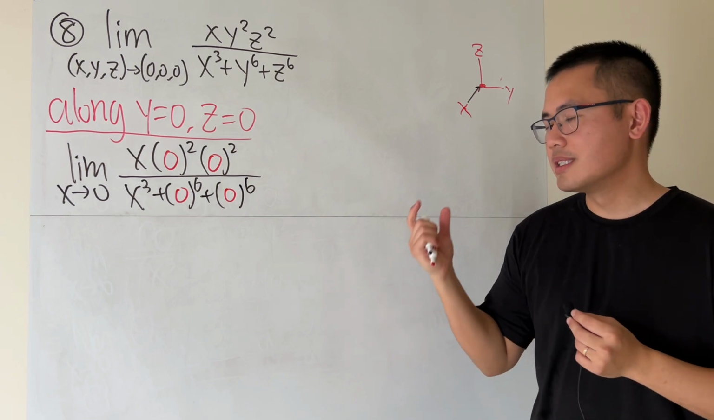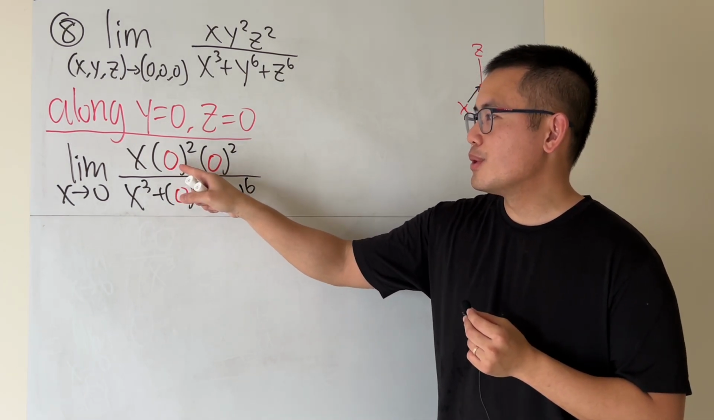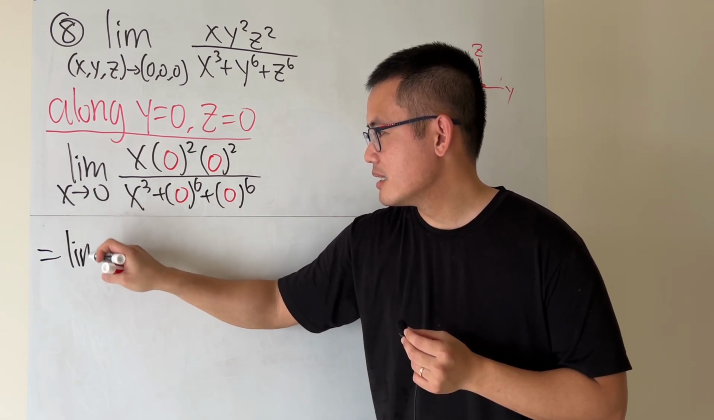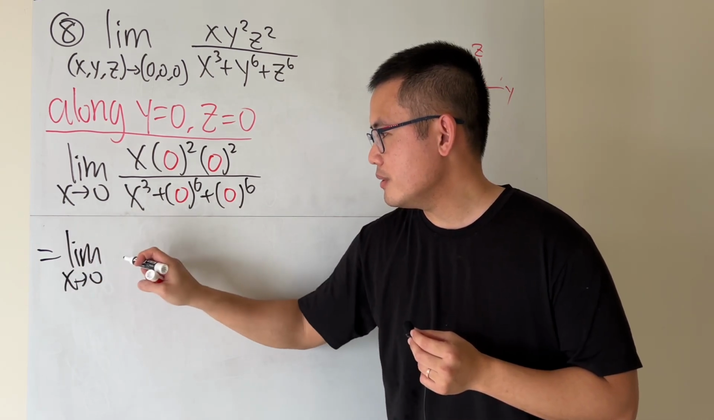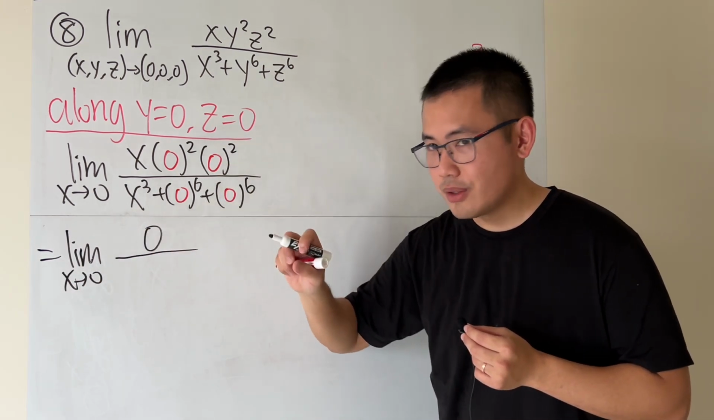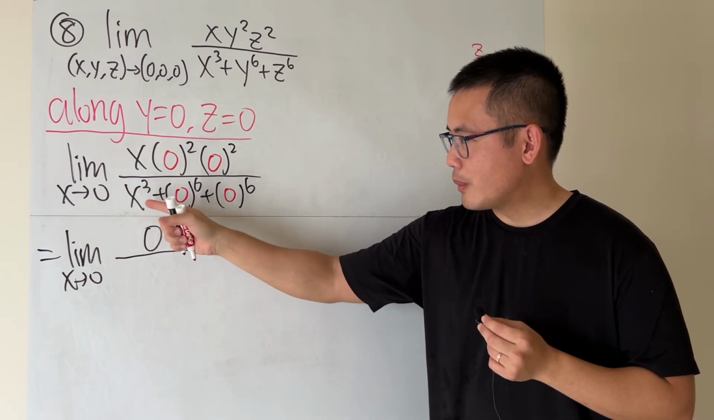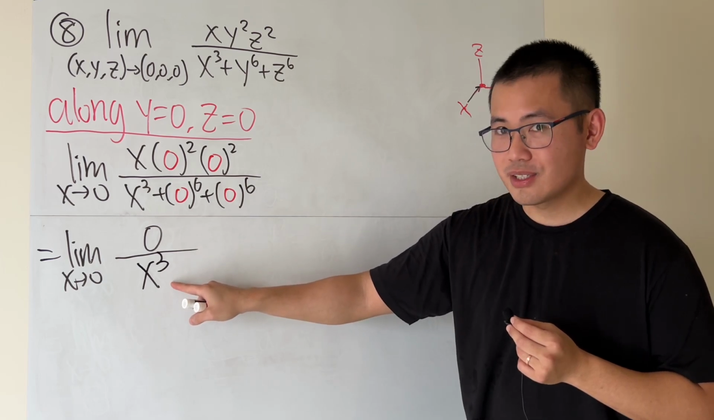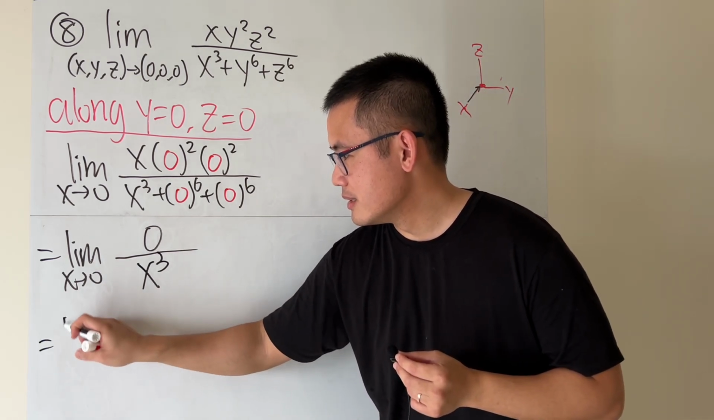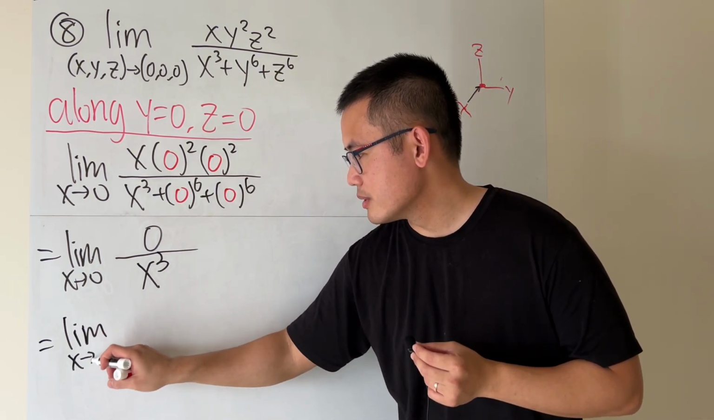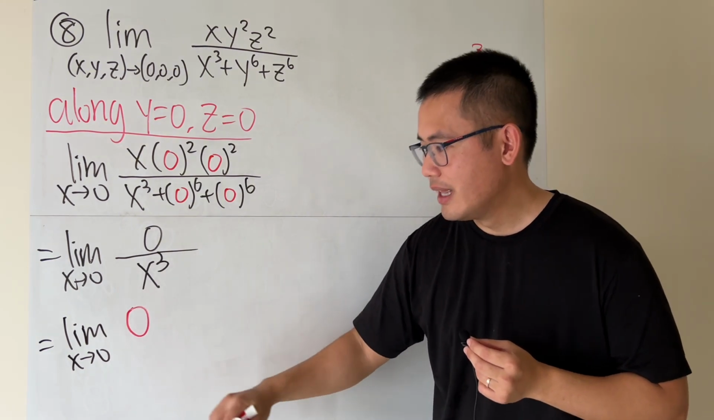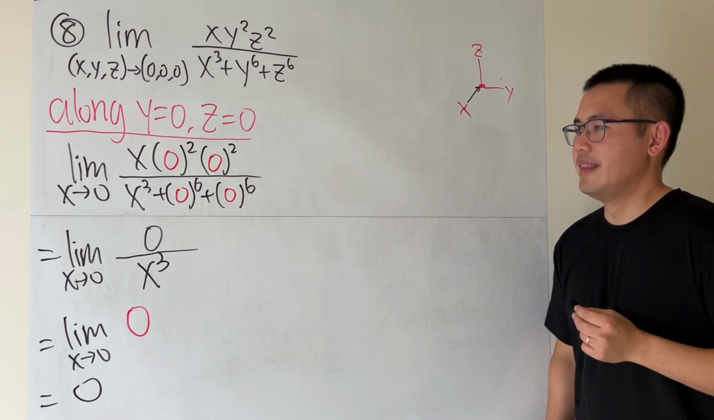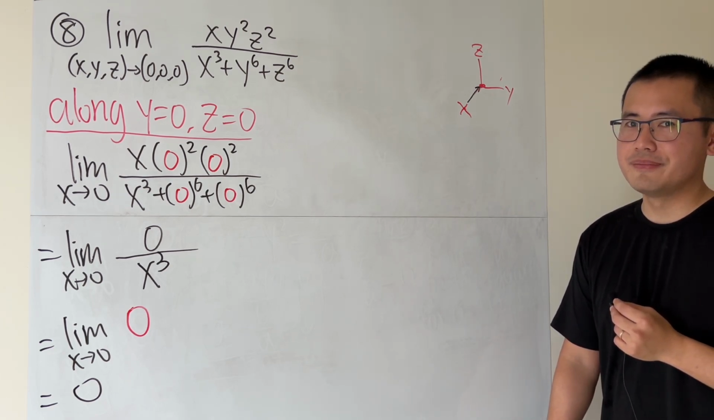And remember, work this inside out. 0 times the top is just all 0, right? So this is just the limit as x approaching 0. The top is 0, but we have x cubed. And then 0 divided by x cubed is 0. So this is the limit as x approaching 0 of 0. And the answer for this is 0. Yay! Now, we have to find another path.